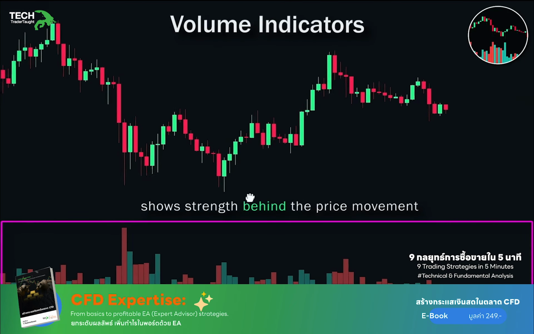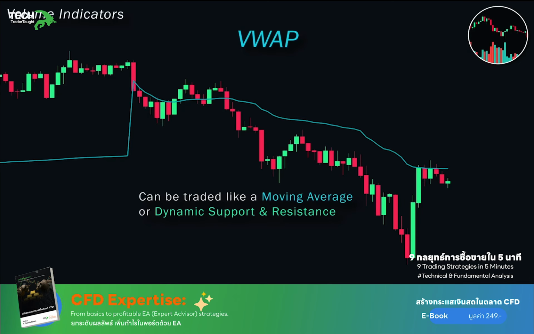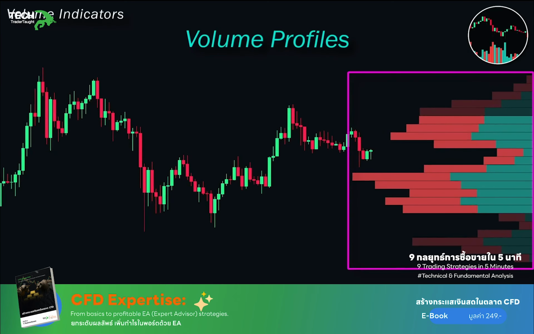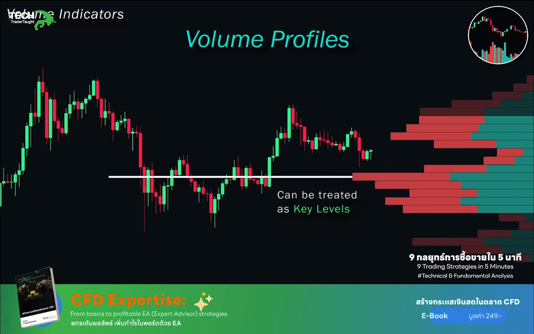Volume-weighted average price, which shows the ratio of an asset's price to its total volume. It can be traded like a moving average or as a dynamic support and resistance. Volume profiles. It displays a volume bar horizontally, which can be treated as key levels for potential entry positions.